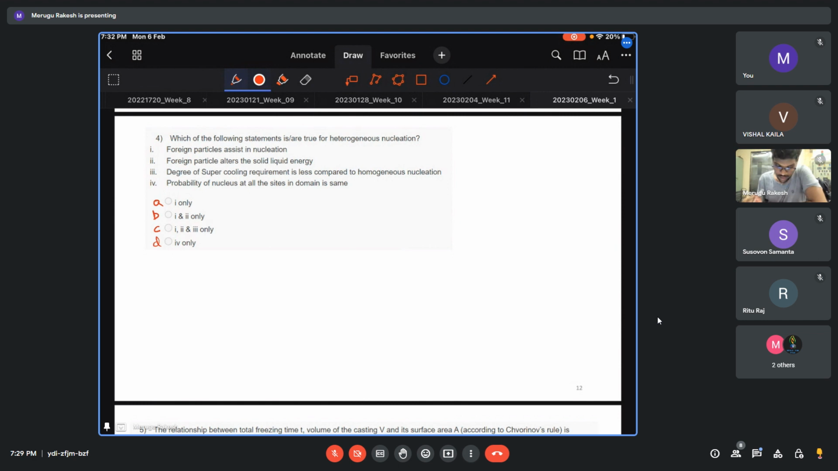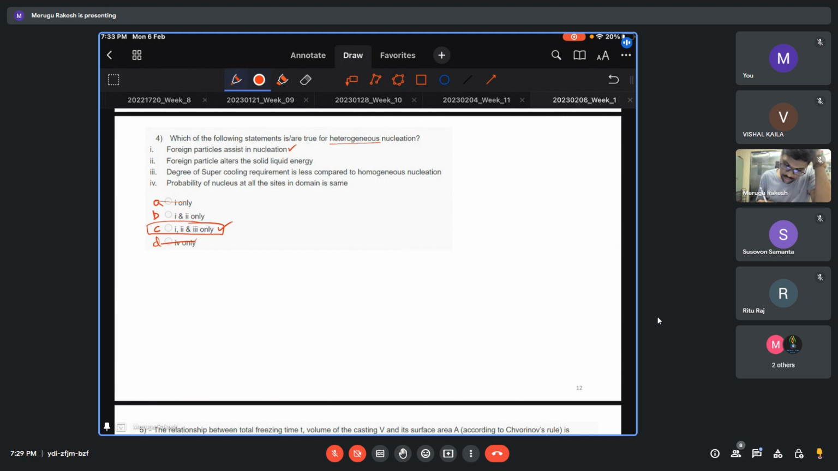Okay, let us see. So they are asking for heterogeneous nucleation. Foreign particles assist in the nucleation. So one is correct, so I can remove this D option here. Foreign particles alter the solid-liquid energy. Then two is also correct, then I can remove A. Degree of supercooling requirement is less compared to homogeneous nucleation, which is true. So option C is the correct one.